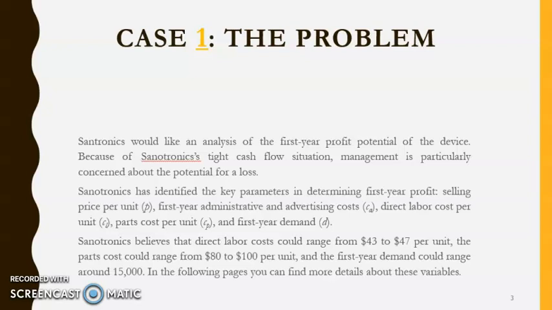Let's read it together. Sanatronics would like an analysis of the first year profit potential of the device. Because of Sanatronics' tight cash flow situation, management is particularly concerned about the potential for a loss. So they want to check it, in fact, for the first year. Of course, simulation would be a very good approach to help them with their decision making. We are going to simulate their profit in 1 year. In fact, we are going to do annual simulation. After running it 1000 times, we are going to get the average, we are going to get the standard deviation, and see if the results are in favor of this business.